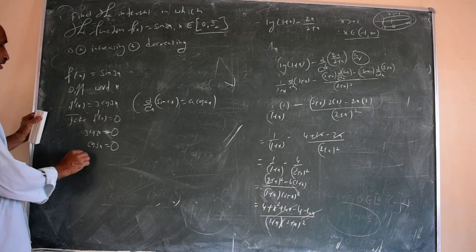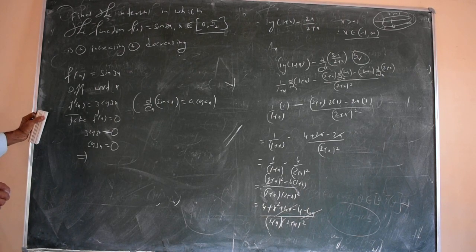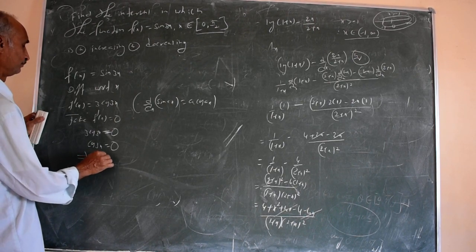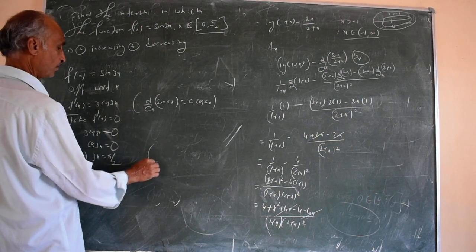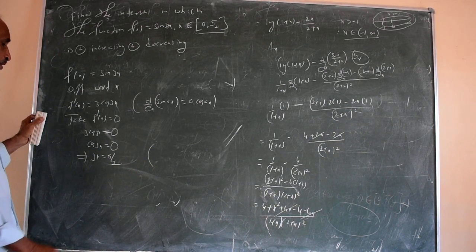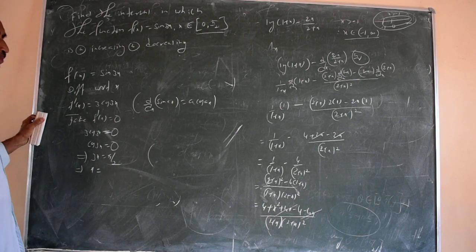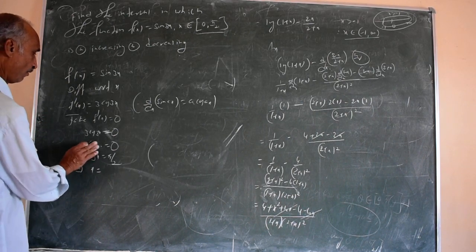Cos 3x is 0 implies, when does cos become 0? Cos pi by 2 is 0, which implies 3x is equal to pi by 2. Even 3x equal to 3 pi by 2, or 3x equal to 5 pi by 2, an odd multiple of pi by 2, gives 0. Cos 3 pi by 2 is also 0. Implies x is equal to pi by 2, 3 pi by 2, 5 pi by 2, 7 pi by 2, 9 pi by 2: cos of an odd multiple of pi by 2 is 0.